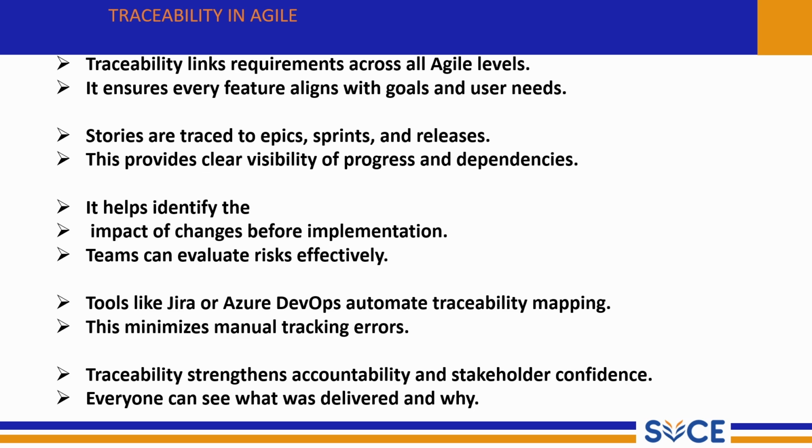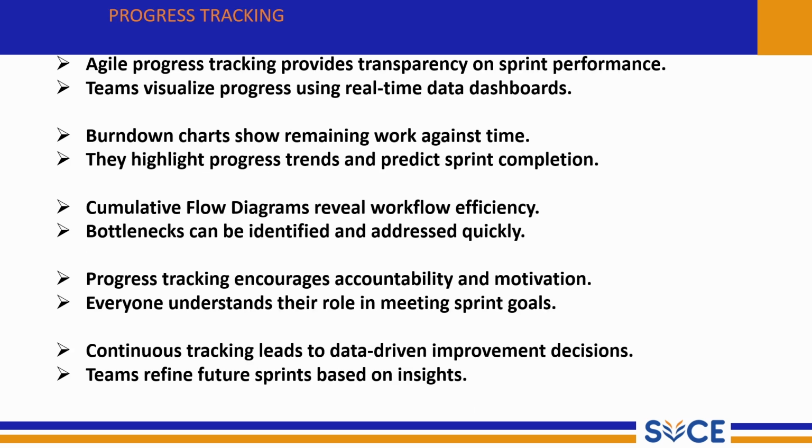In the next slide, progress tracking. Agile progress tracking provides transparency on sprint performance. In Agile, progress tracking is very important because it shows how well the team is performing during each sprint. It gives a clear and honest view of whether the work is on track, delayed, or ahead of schedule. This makes the entire development process transparent for the team and stakeholders.